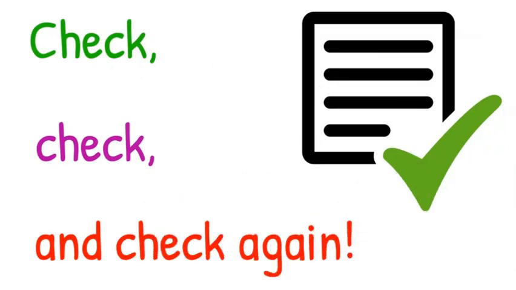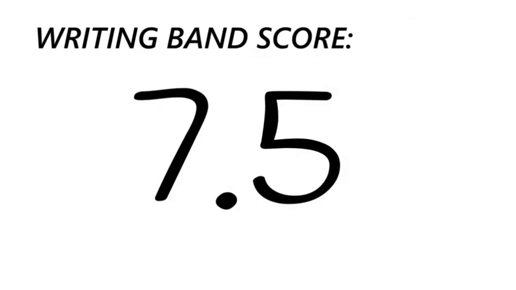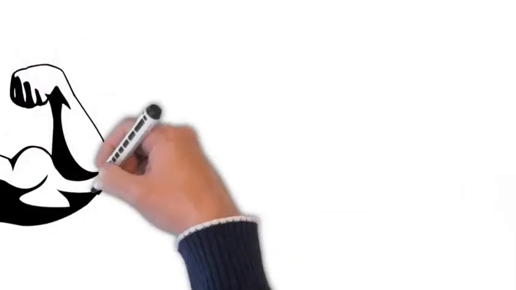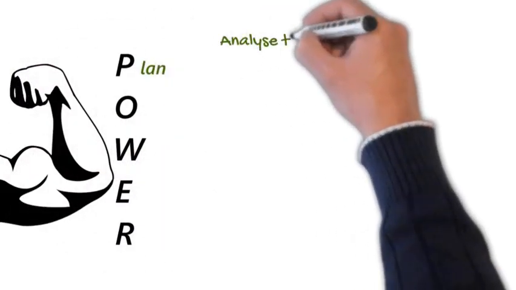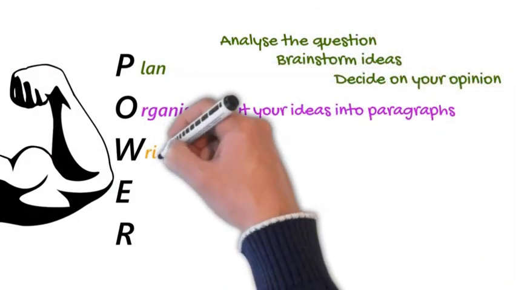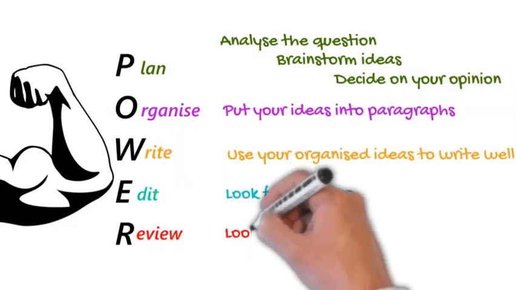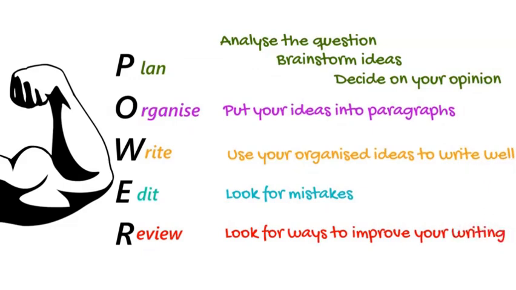When you've finished, do it again, and again, and again, until the examiner tells you that the time is up. Remember that one small change could be the difference between, for example, a band 7 and a band 7.5. So that's how to write an IELTS Task 2 essay from beginning to end. Just follow the power stages and the structure I've shown you, and you're on your way to getting a great score. Of course, you'll still need to work on your vocabulary and grammar, and we can help you with that.